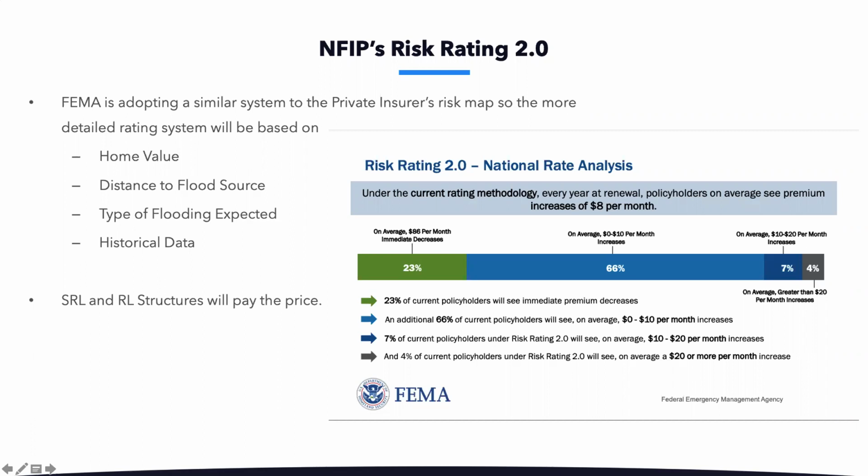So a lot of people that have elevated in the past are not happy with this. But ultimately, the SRL and the RL, the severe repetitive loss and repetitive loss structures, are going to be the ones paying the price. These are the people that have flooded multiple times. They're the ones that are going to see their premiums increase the most with Risk Rating 2.0.